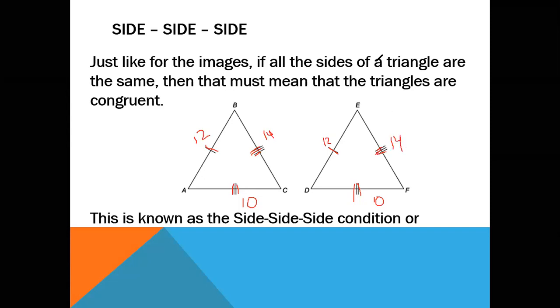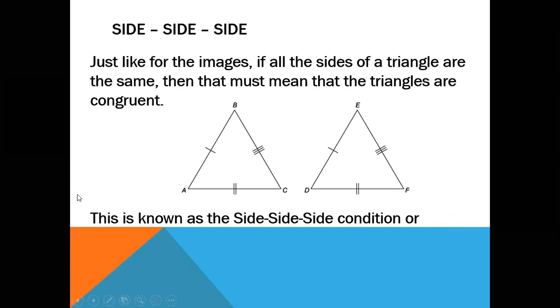Okay. All right. This is called side, side, side, or a lot of times we just abbreviate it. We put the acronym SSS. So if you know that the 3 sides are congruent, you know that the triangles are congruent. All right. So side, side, side. All right. Any questions? All right.